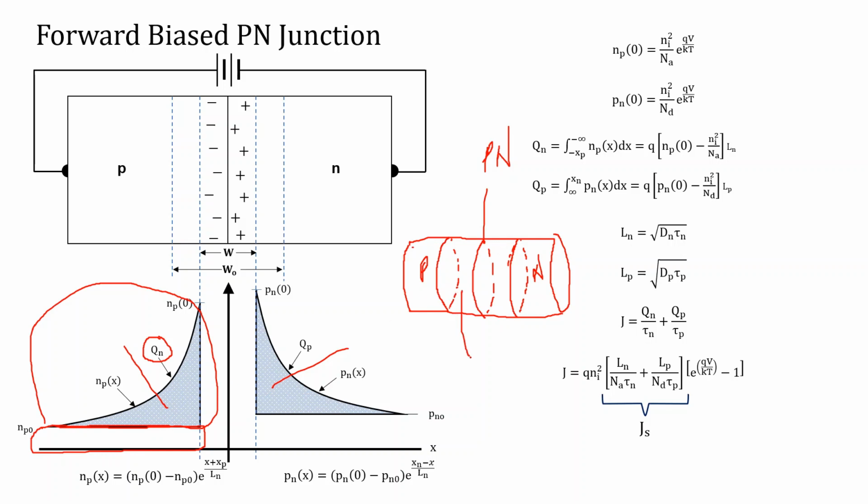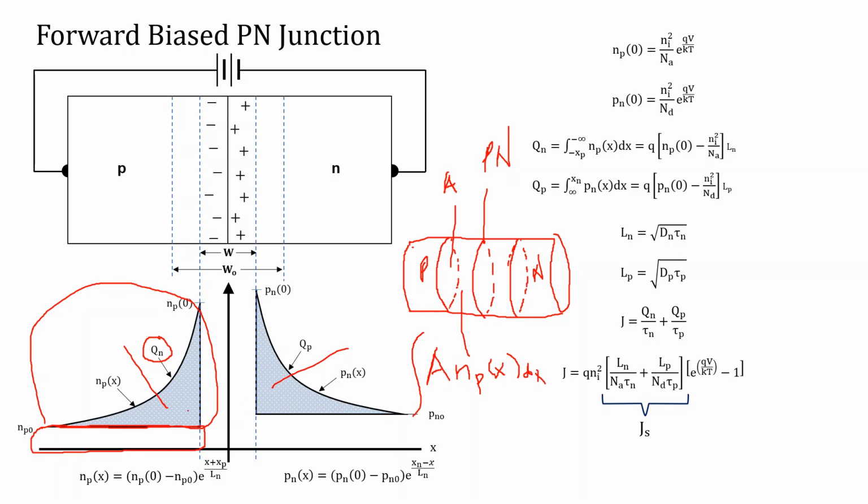So the density is np(x), right? So this density multiplied by volume. So how do you find volume? Let us say that the cross sectional area of this is A, so it will be A times np(x) times dx, and then we integrate it over the whole x.